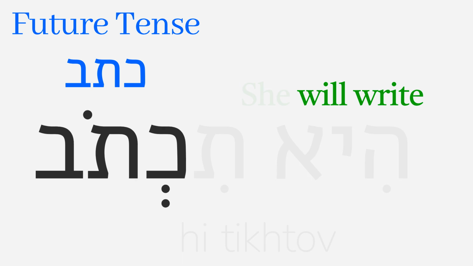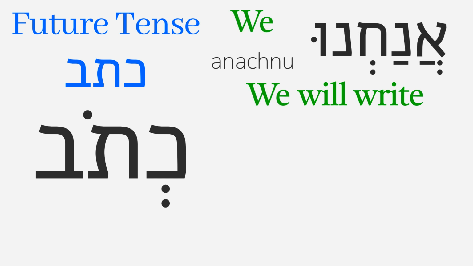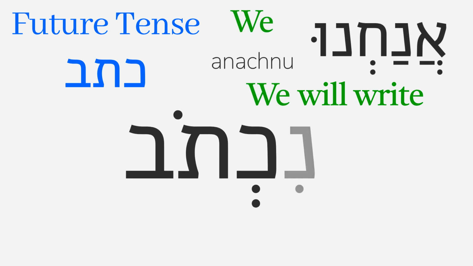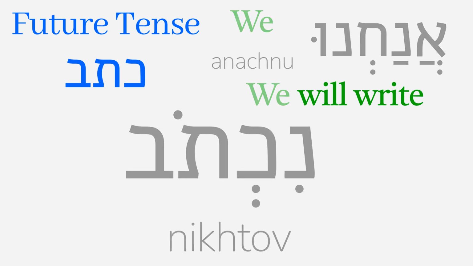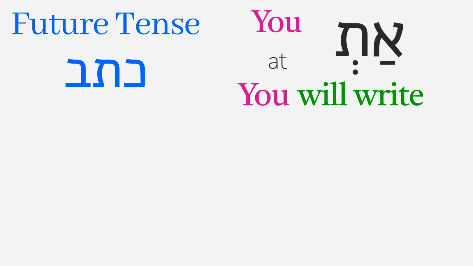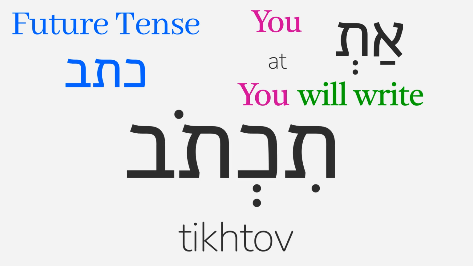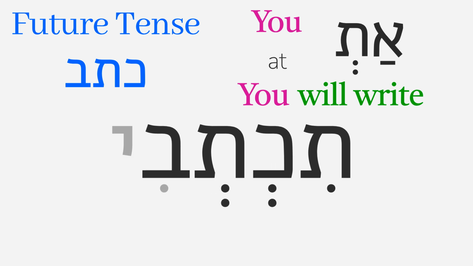The prefix for the anachnu, we form of the future tense, is ni. Adding this to the root letters, we get nichtov, we will write. The at, you feminine singular form of the future tense, is made by taking tichtov, you will write masculine singular, shortening the cholam to a shva, and adding e at the end. That makes tichtavi, you will write feminine singular.